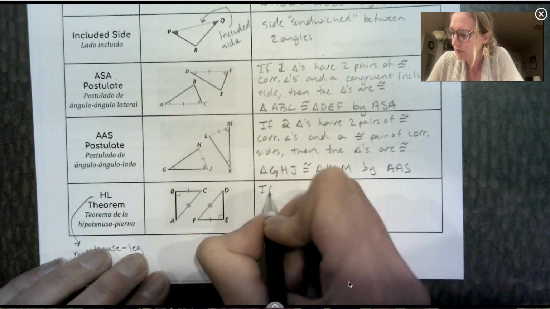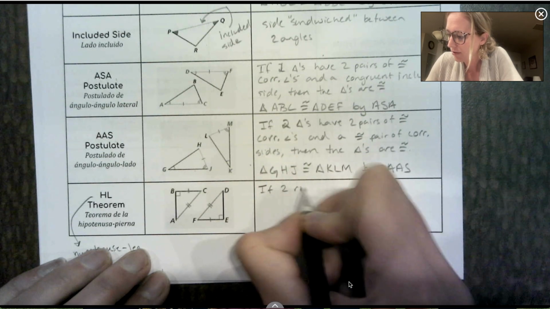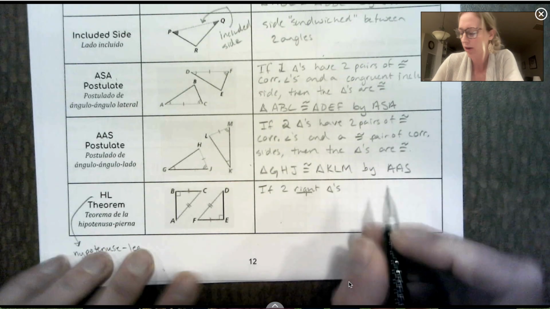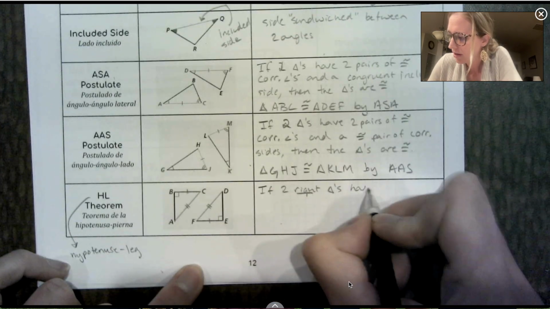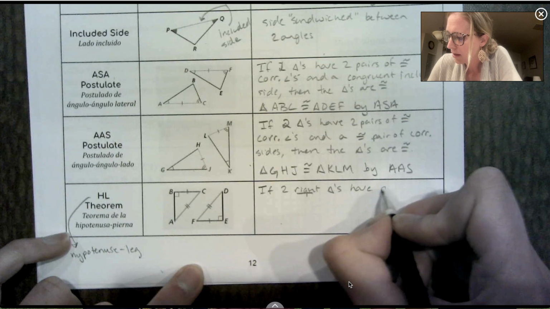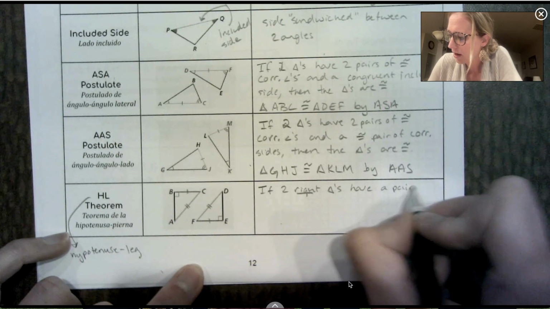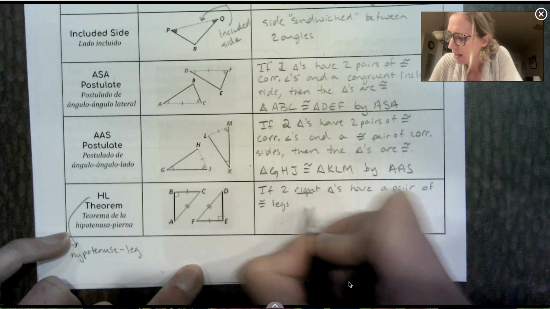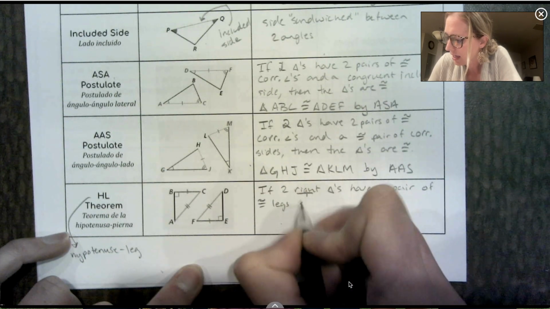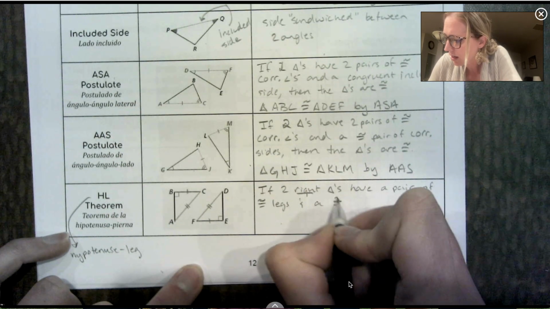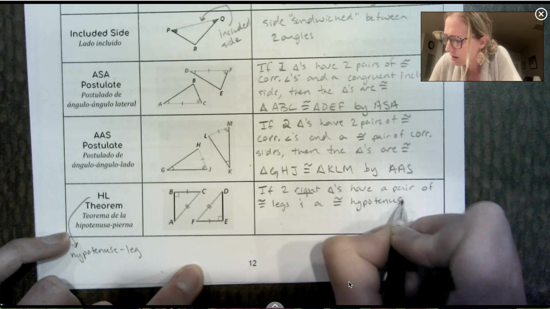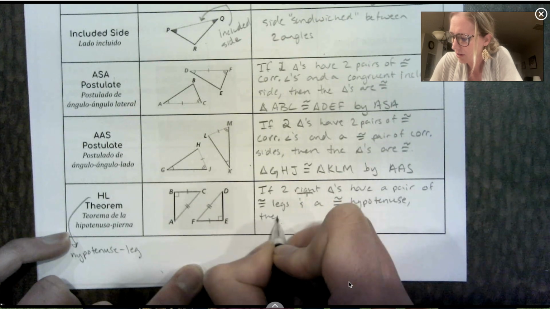So if two right triangles, so again, that's important, two right triangles, have a pair of congruent legs and a congruent hypotenuse, then the triangles are congruent.